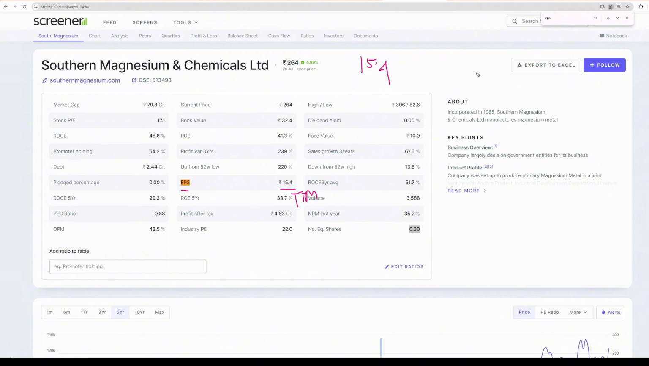The last four quarter results, June of 2024 and then till June of 2023. So you take these four quarters' earnings, that is called TTM. TTM earnings stays at 15.4. PE has dropped from 22, I think, to 17 because of the growth.